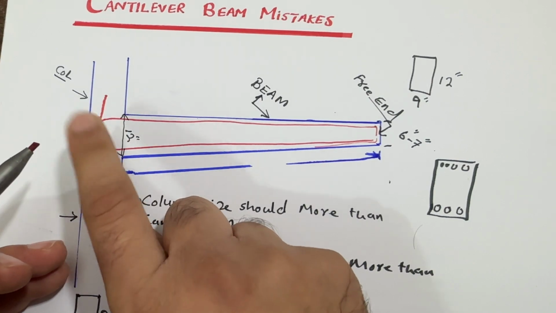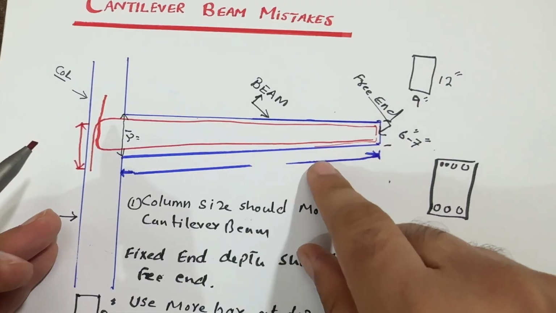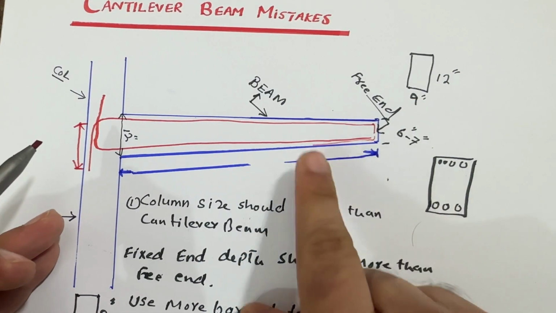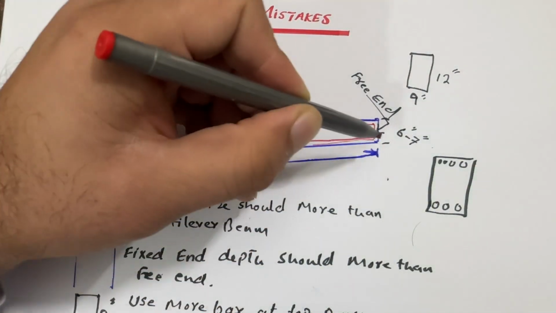longitudinal bars. If you don't provide the development length, especially for this cantilever beam, you have 100% chances of failure. It cannot support the structure load when the load comes on the top of this. Next, guys, this is very important for you people to know about this.